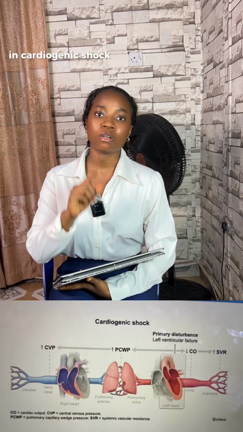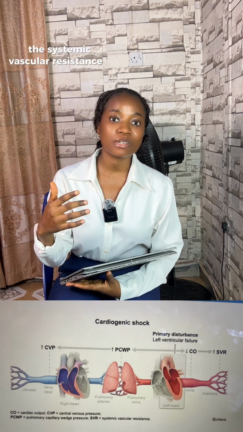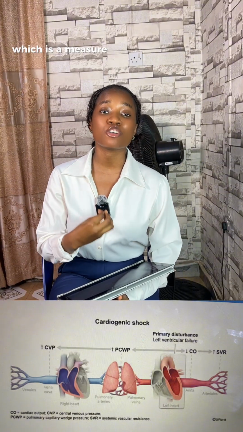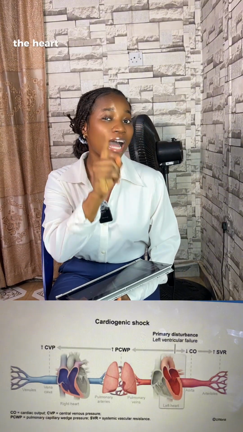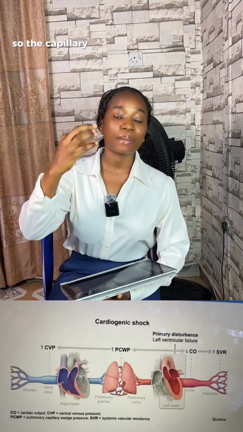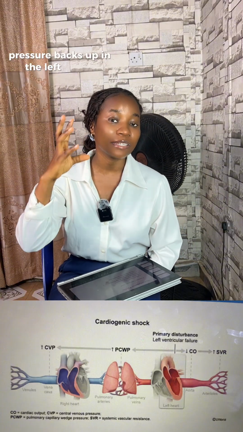In cardiogenic shock, the cardiac output, like I said earlier, is decreased. The systemic vascular resistance is increased. The pulmonary capillary wedge pressure, which is a measure of the pressure in the left atrium, is increased. Like I said earlier, the heart is unable to pump out blood to the rest of the body, so the pulmonary capillary wedge pressure is increased. Pressure backs up in the left atrium.